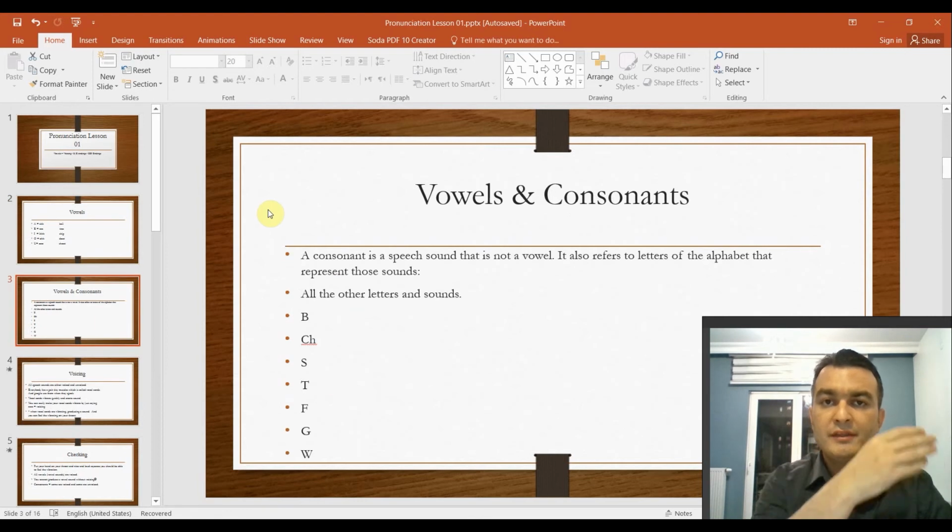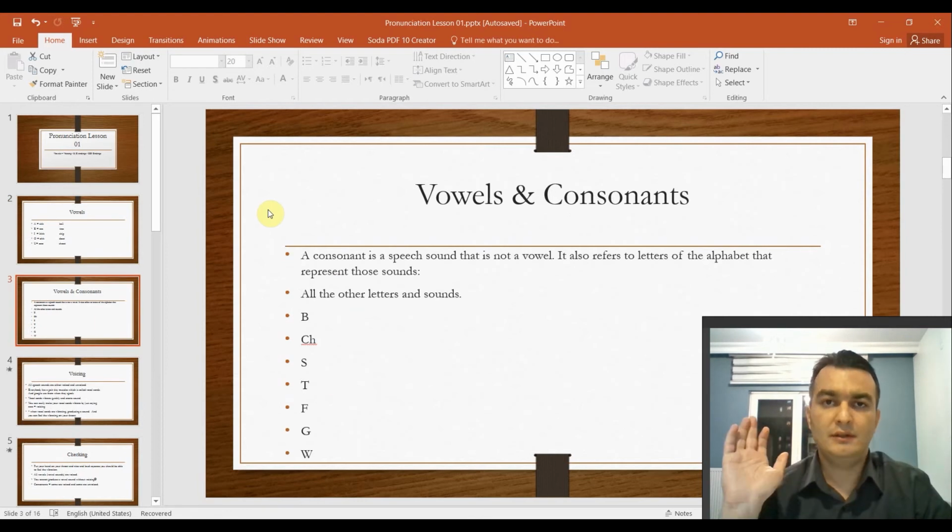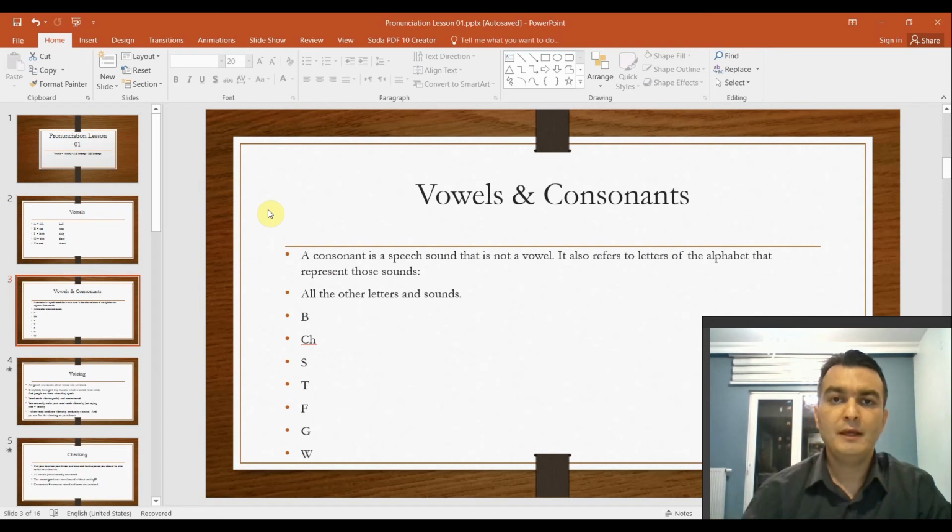Consonants are the rest of the letters, or let's say alphabet. Okay, remove 5 vowels, the rest are consonants. For example, b, ch, s, t, f, g, w, and many more.